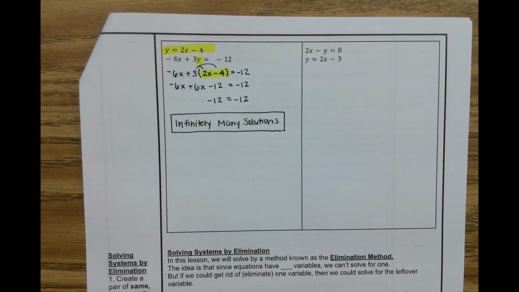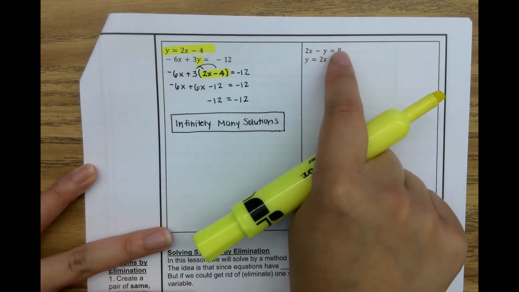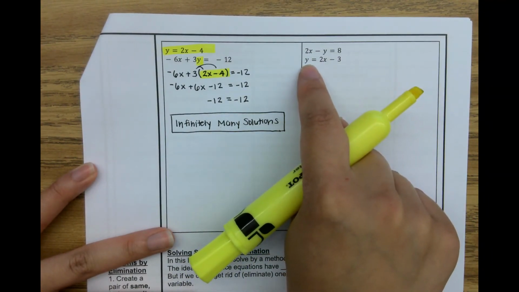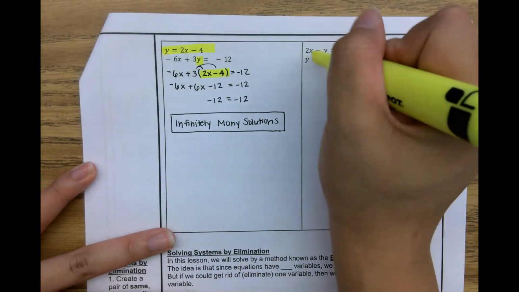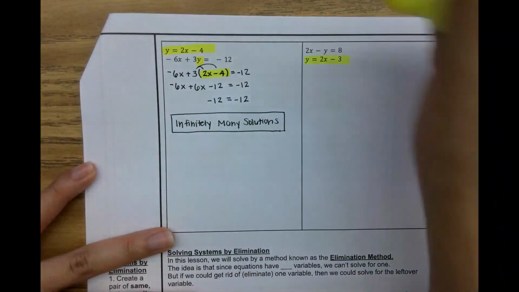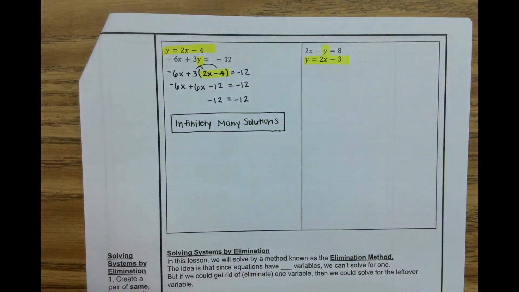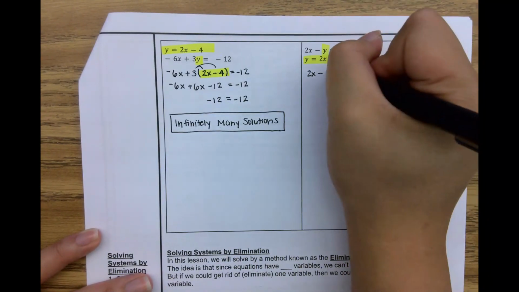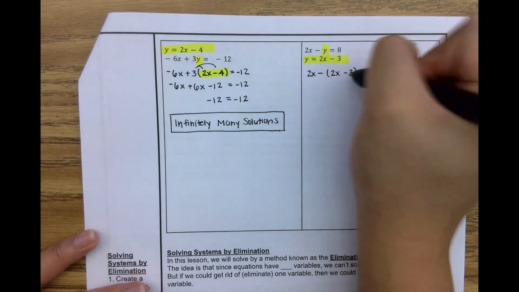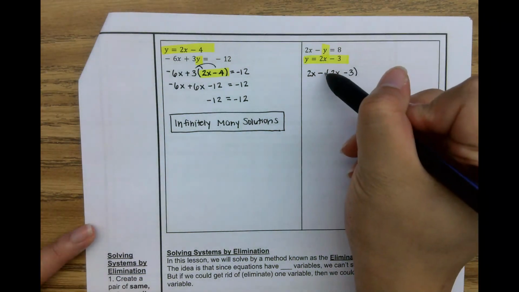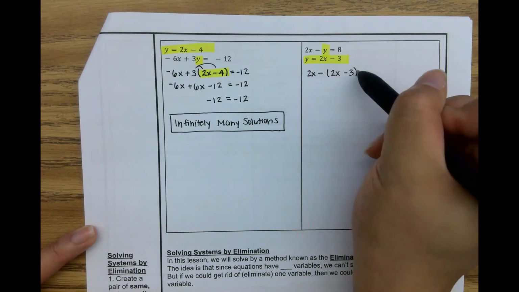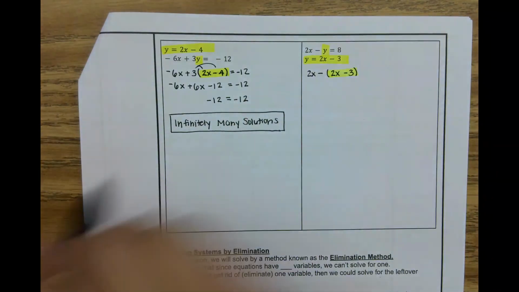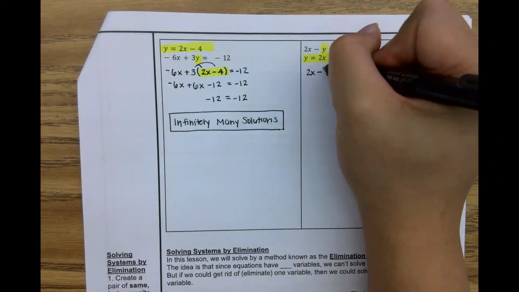So let's try another one. Here I have 2x minus y equals 8, and here I have y equals 2x minus 3. Since this one already has the variable by itself, since y equals 2x minus 3, I'm going to replace the y in the other one with that. So 2x minus, and y is 2x minus 3. Make sure that it's in parentheses because we need to distribute the minus to all of it, because it's minus all of y, and all of y is 2x minus 3. Equals 8.